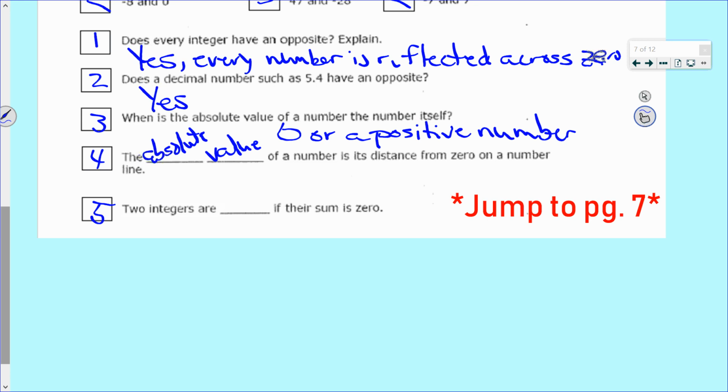That says 0. 2 integers are blank if their sum is 0. What term is it if I add them together to get 0? Equal? Nope. 2 plus 2 is not 0. Negative 2 plus 2 is 0. 2 integers are blank if their sum is 0. In other words, I add them together, I get 0.